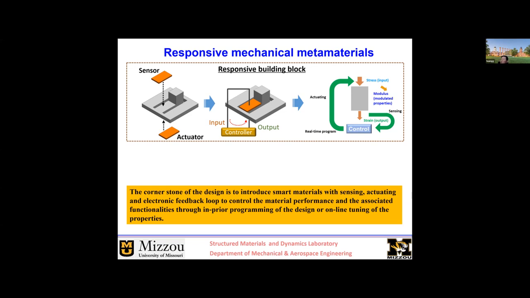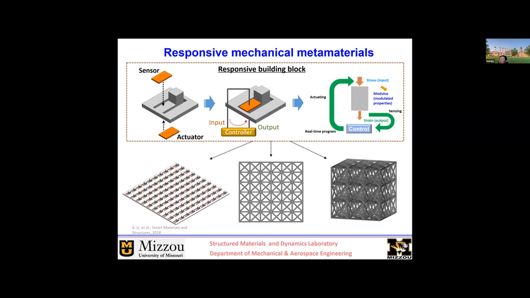So the cornerstone of this design is, like I mentioned, you have to introduce this smart material with sensing, actuation, and electrical computing ability. Then you can control the material performance and its associated functions. And this function you can program, design, and do online too. Along this area, we present some work in one dimension, also two dimensions. I hope that some day we can present something in three dimensions. The main challenge is how to fabricate these materials.